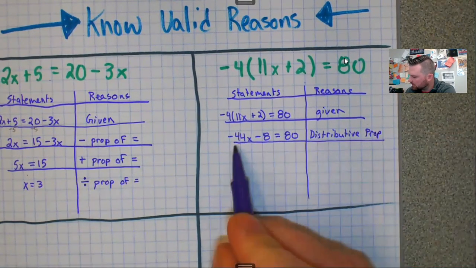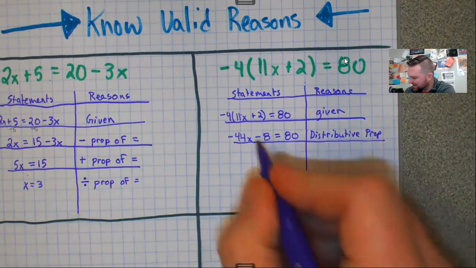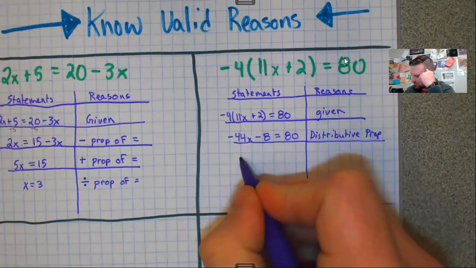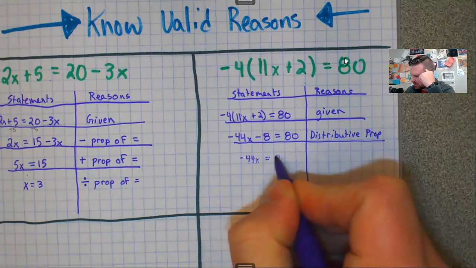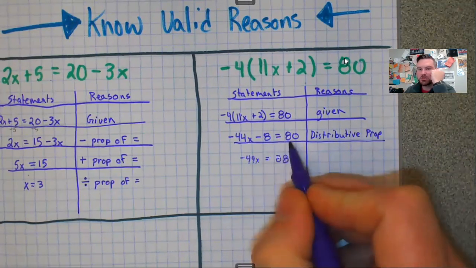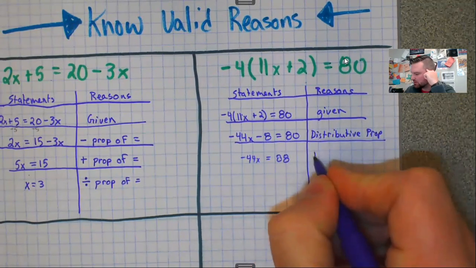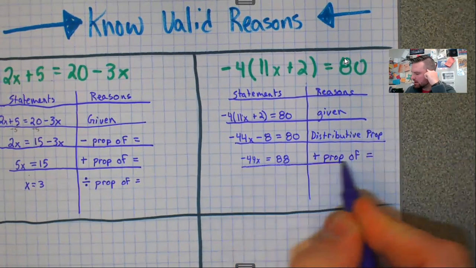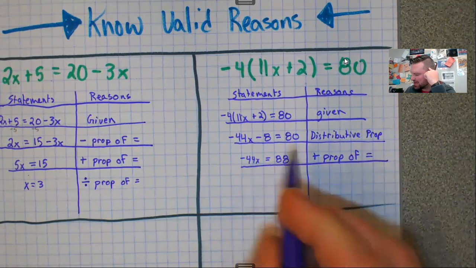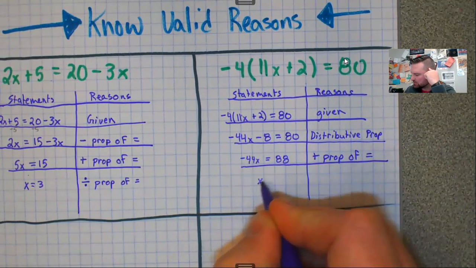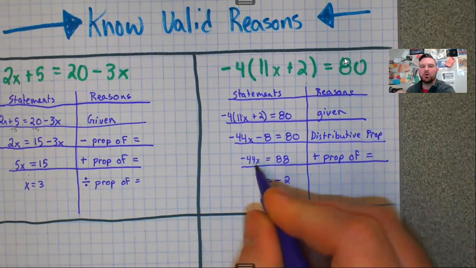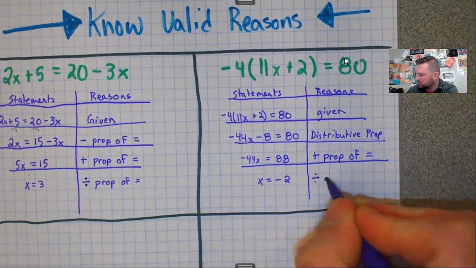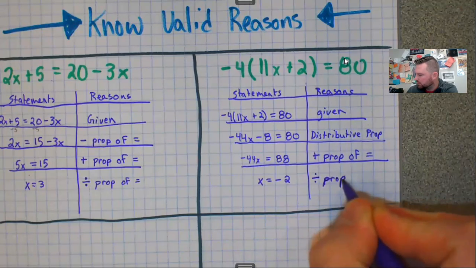Okay. Looking here, the next thing I'm going to do is subtract 8. Or sorry, add 8. So we have -44x = 88. And I added something to both sides of the equation. So that's the addition property of equality. And here the next thing I need to do is divide both sides by -44. So x = -2. And because I divided both sides of the equation by the same number, that is the division property of equality.